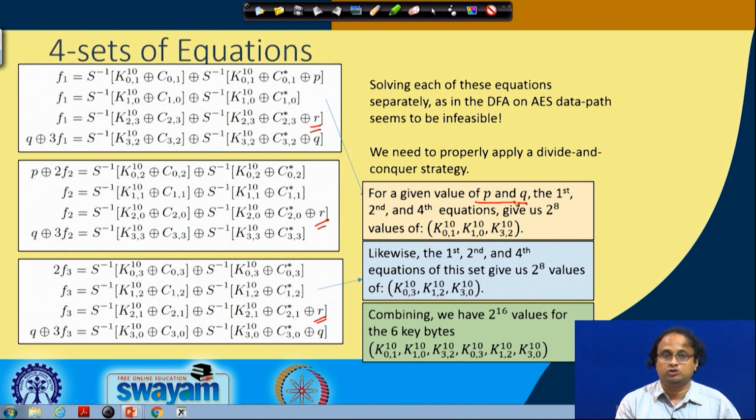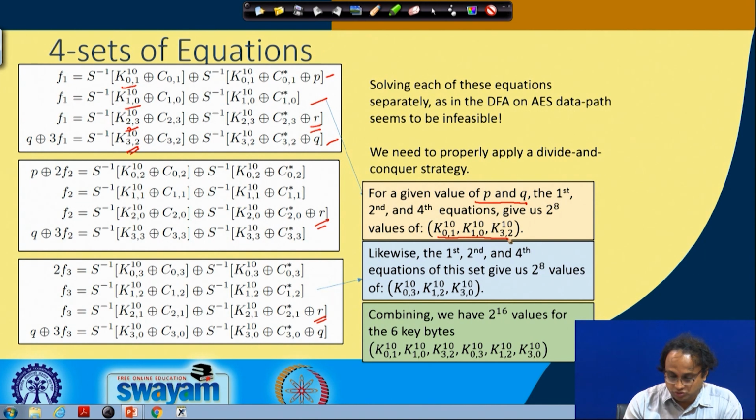value of P and Q. Now P and Q can take 2^16 values. Imagine at this point you are being given a value of P and Q. Later on we will repeat this with all possible values of P's and Q's. So what we do is that we consider the first, the second and the fourth equations of each of these sets. For example, if I consider this set, then the key bytes which are involved are K0110, K1010, and K3210.